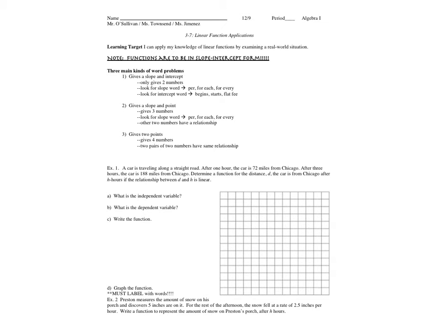Today we're going to be looking at linear function applications. So these are word problems that we're going to be exploring. These are similar to the level of difficulty you'll be expected to do on Delta Math later on for your classwork. So let's get into business.